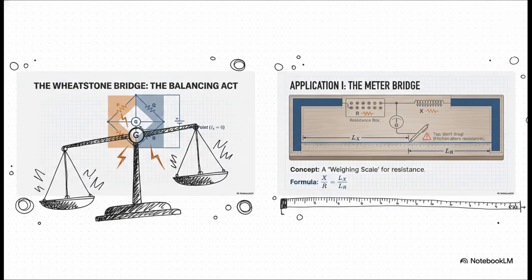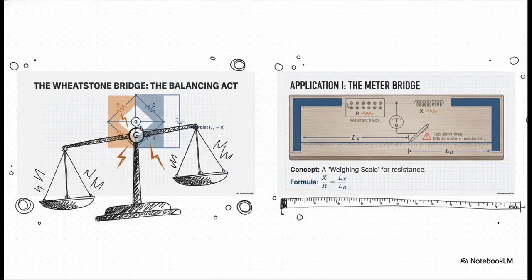On the left, you see the theory, the Wheatstone bridge. You can think of it like a balancing scale, but for resistance. You just adjust the known resistors until that little meter in the middle, the galvanometer, reads zero. We call that the null point, a perfect balance where no current flows through that center path. And when you hit that balance, you can calculate the unknown resistance with a simple ratio.